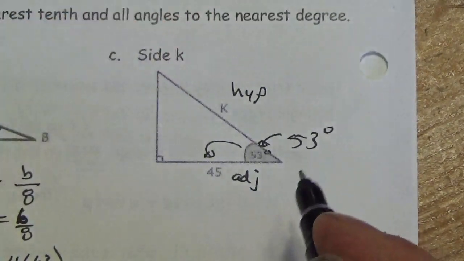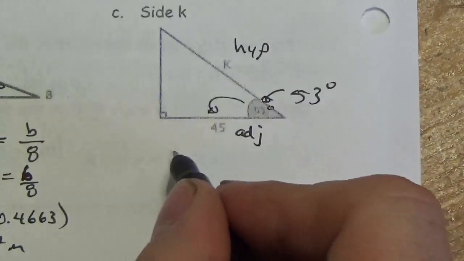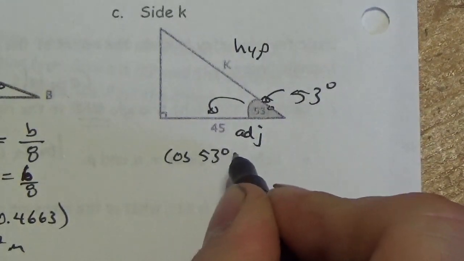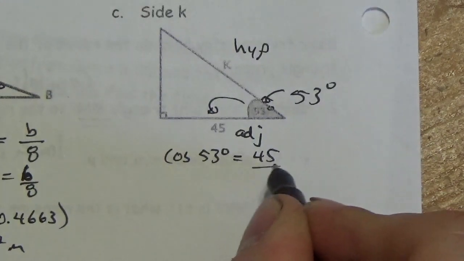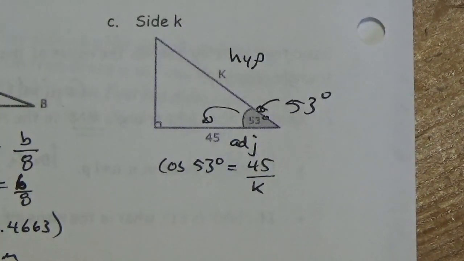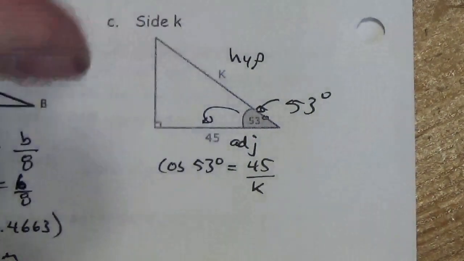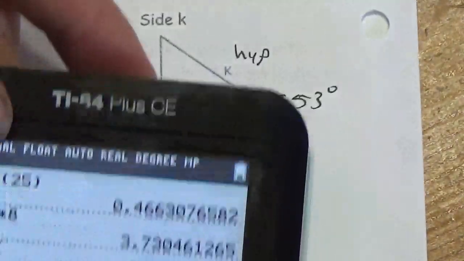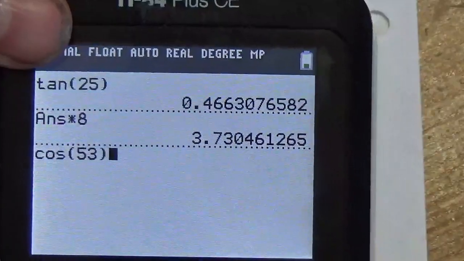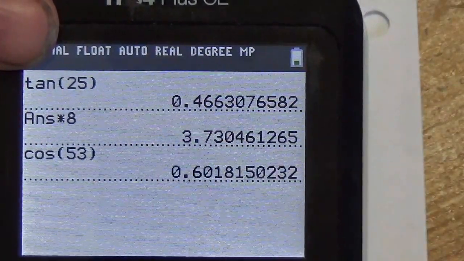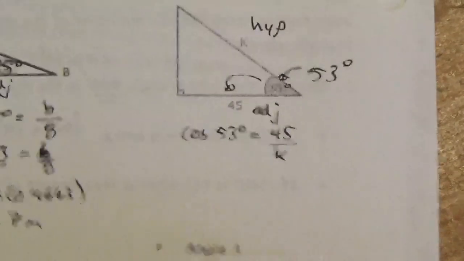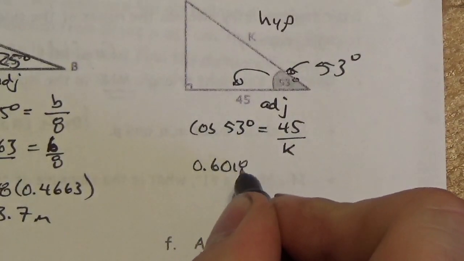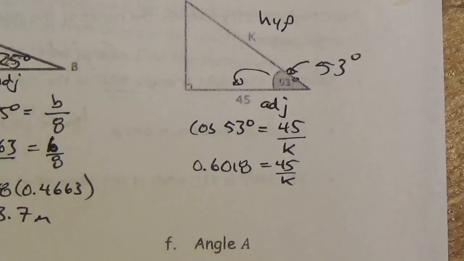So I know the adjacent, I don't know the hypotenuse, but the fact that I've got that information suggests that this is the cosine ratio of that angle. So the cosine of 53 degrees is going to equal the adjacent 45 over K. If I could just figure out what the cosine of 53 degrees is, what that ratio should be, I can do this. Well, fortunately, there's your cos button, between sine and tangent there. So the cosine of 53, I'm going to get 0.6018. 0.6018 will equal 45 over K.